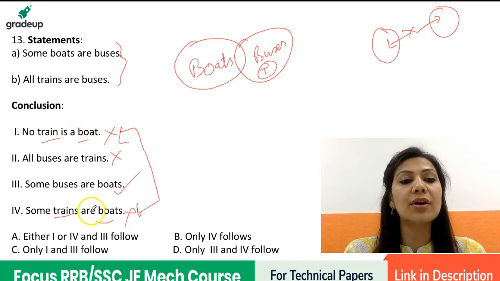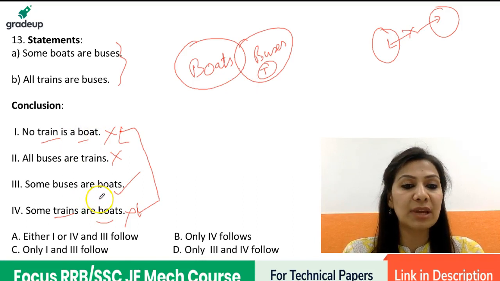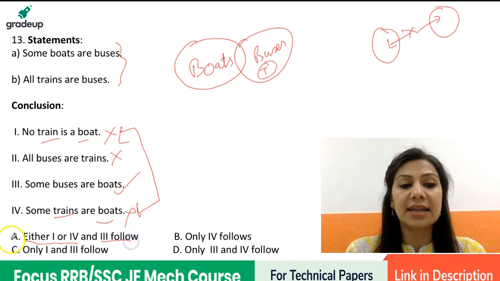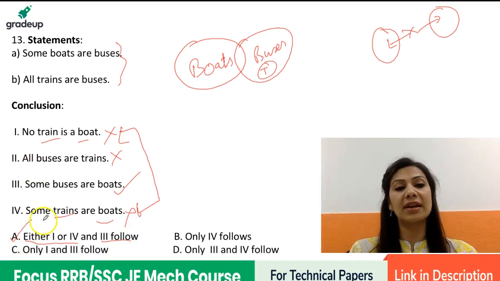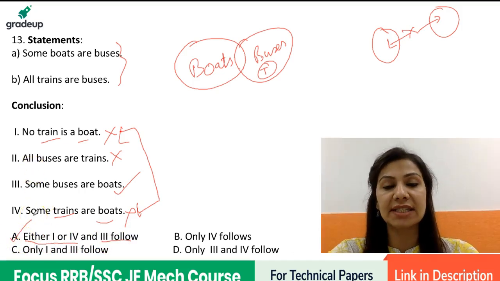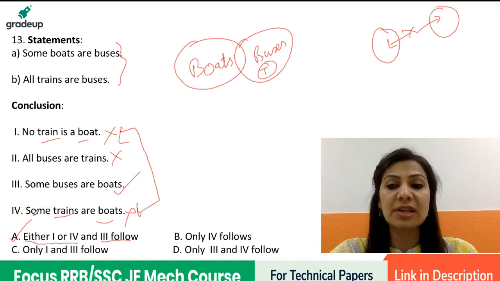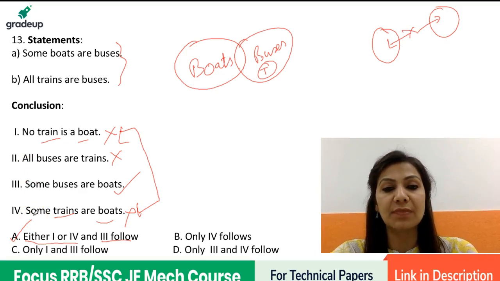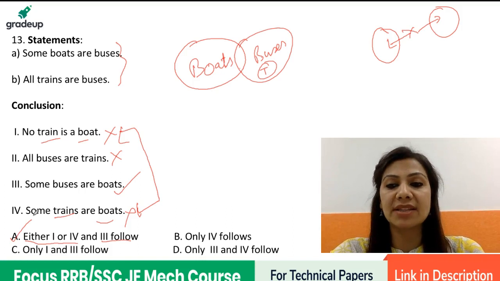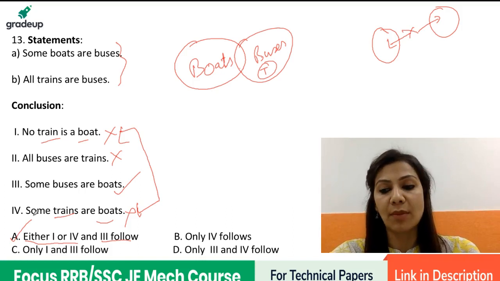So either 1 or 4, 1 will definitely be correct. So your answer will be either 1 or 4. The reason behind selecting either 1 or 4 is that any circle which exists in a Venn diagram should have some relation, either positive or negative. So "some" and "no" make a complementary pair for the same subject.